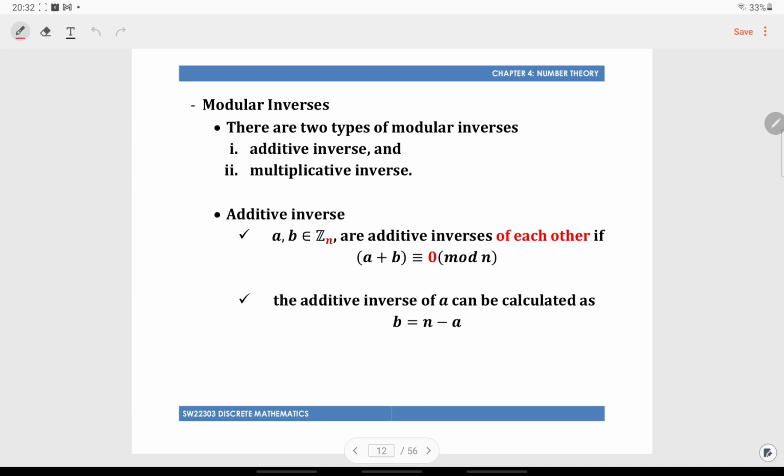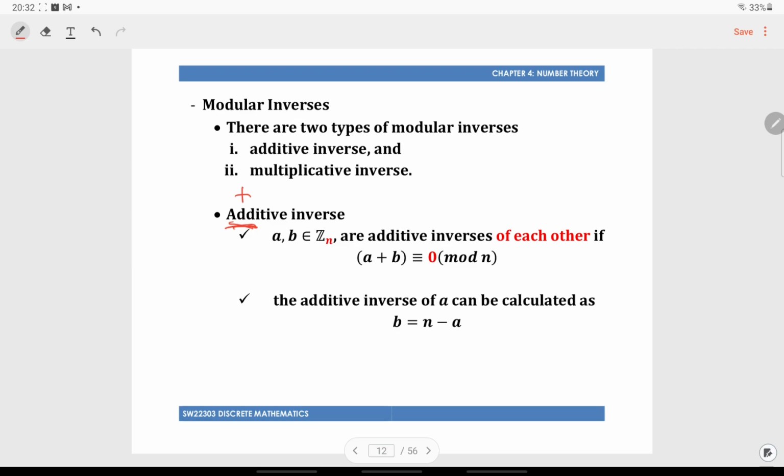Okay, so talking about modular inverses, there are two types of modular inverses. The first one is what we call the additive inverse, just like we mentioned in the previous slide, and the other is the multiplicative inverse. For the additive inverse, what does it mean? When it is additive, that means the operation involved is addition.